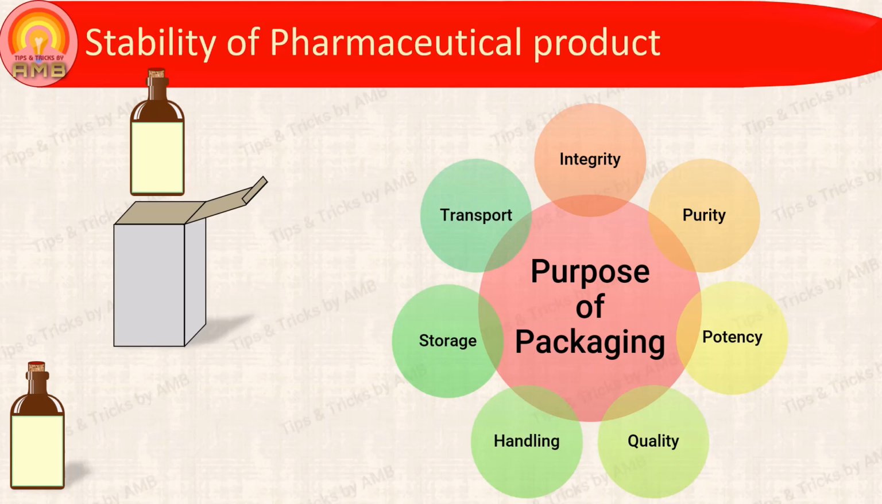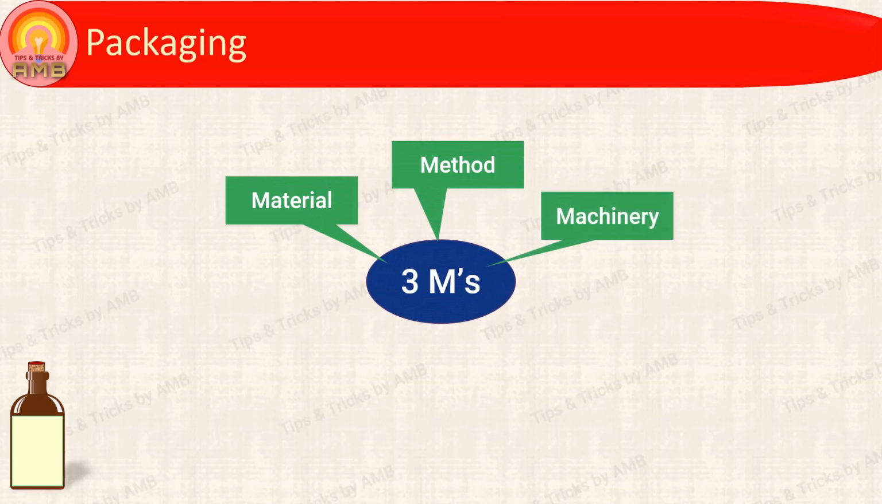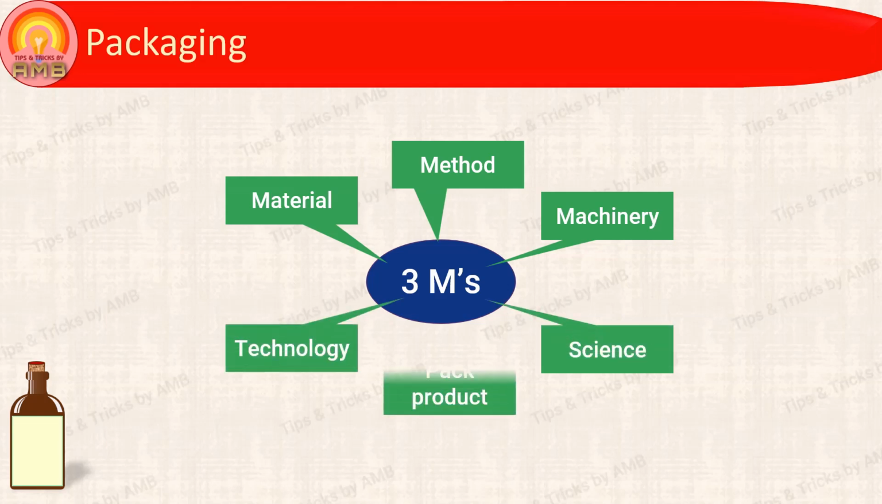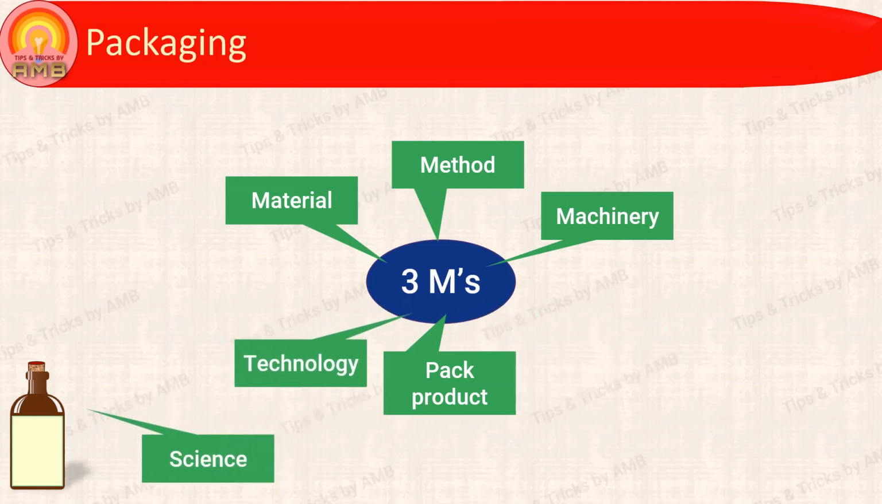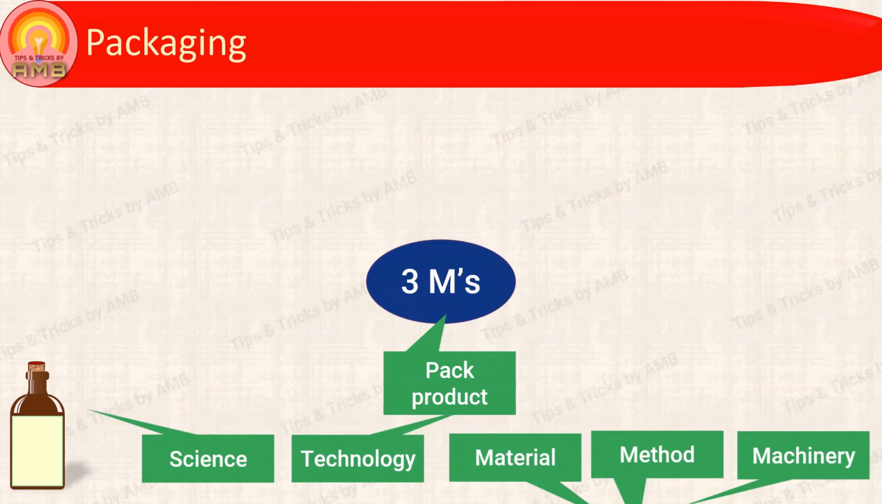Let's discuss how to define packaging. Packaging involves 3 M's. First M is material. Second M is method. And third M is machinery. It is also a science and technology. It is to pack the product. If we rearrange these words, we can define packaging as science and technology that deals with the material, method and machinery used to pack the product.